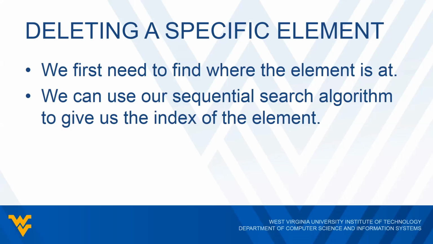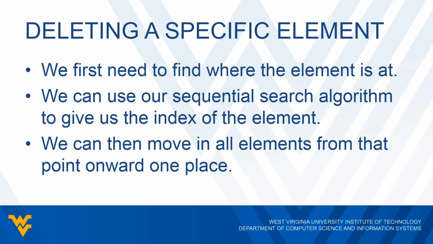Now, what do we do after we delete that element, or how do we delete that specific element? Well, we can use the same approach as we did for deleting at the beginning, except now we're deleting at a specific element. So we can just move all the elements from that point onward one place. So we can do some overwriting from that place onward.